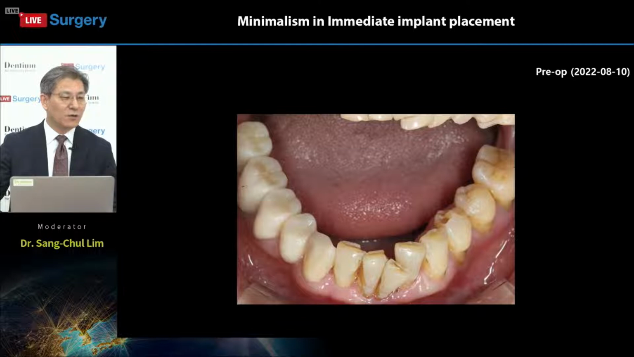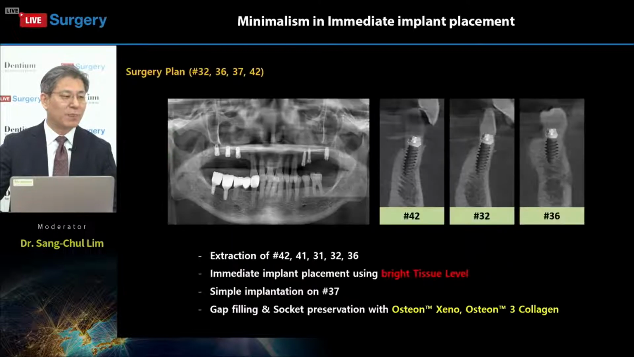This is the intraoral view of the patient. As you can see, the crowding situation of the lower anterior. So this is the surgery plan.